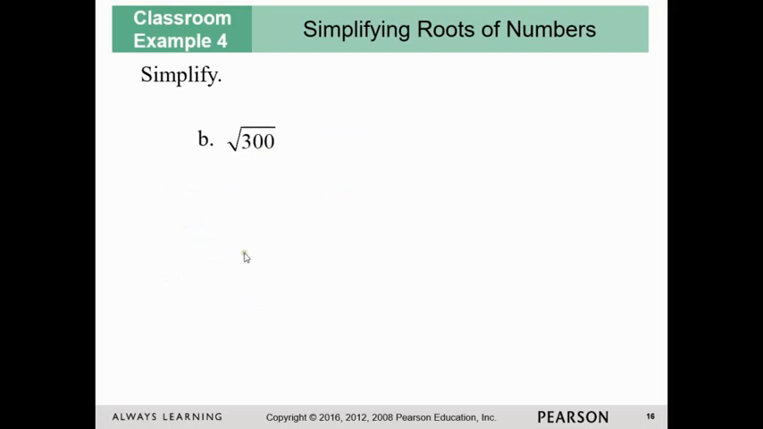So now we have the square root of 300. Now let's think about what would be a perfect square factor that would go into 300. Actually, if we think about it, 100 times 3 will work. And 100 is a perfect square factor, right? Because the square root of 100 is 10.